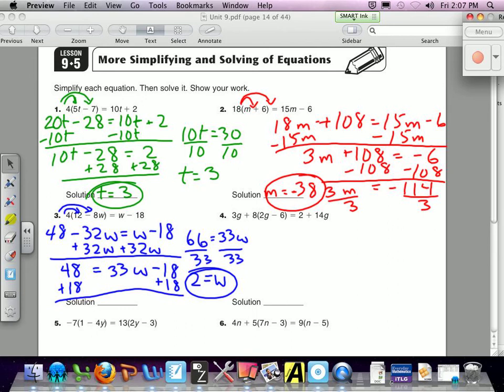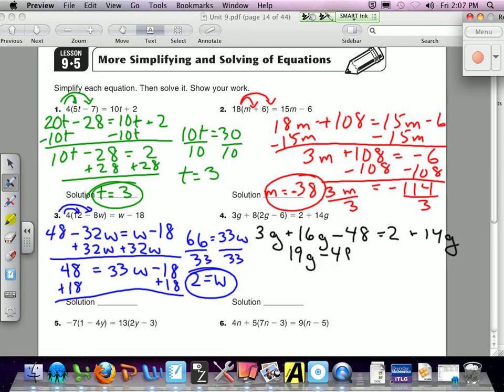All right, problem number 4. 3G has nothing going on with it, but it's going to need to be combined with the result of my distributive property, 16G minus 48. And the right-hand side of the equation has nothing to be done to simplify it. So I just rewrite the 2 plus 14G over there. Now I can combine these like terms over here. 19G minus 48 equals 2 plus 14G.